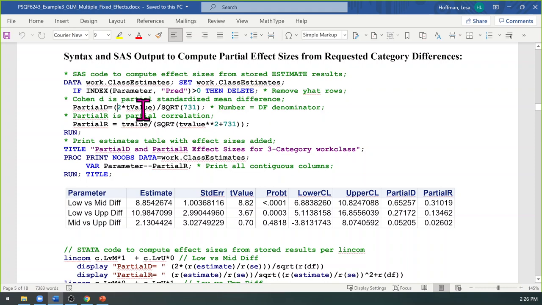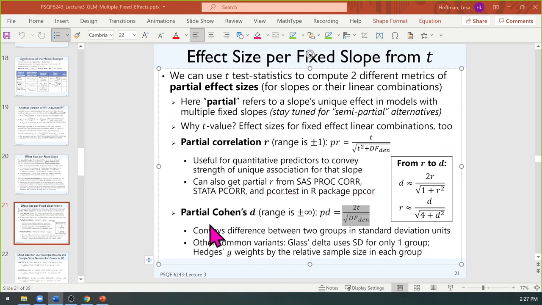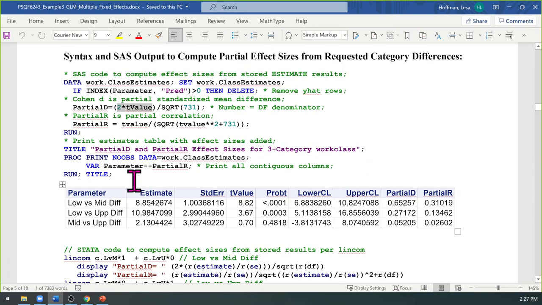This is the numerator of the formula. 2 times t. Will it always be 2? Yeah, it's supposed to be 2. It is right here. 2t is the numerator of the formula. That's where it comes from. So it's always 2. Yeah, that one is constant. So 2t is the constant. It's the number inside the square root here that needs to change because that's your denominator degrees of freedom.